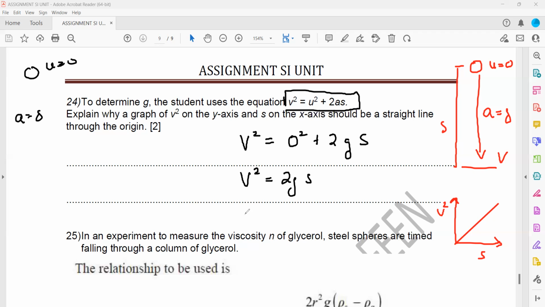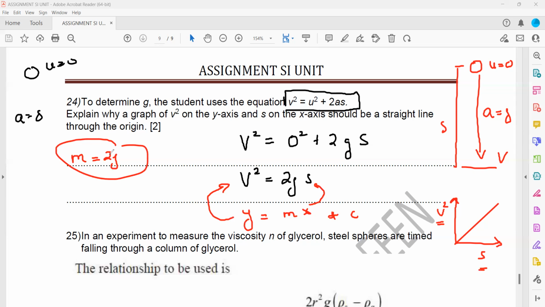Now when we compare with the equation of a straight line, which is y equals mx plus c, on the y-axis we have v squared, and on the x-axis we have displacement. So what is the gradient of this graph? The gradient is equal to 2g. And what does it mean, gradient equal to 2g?